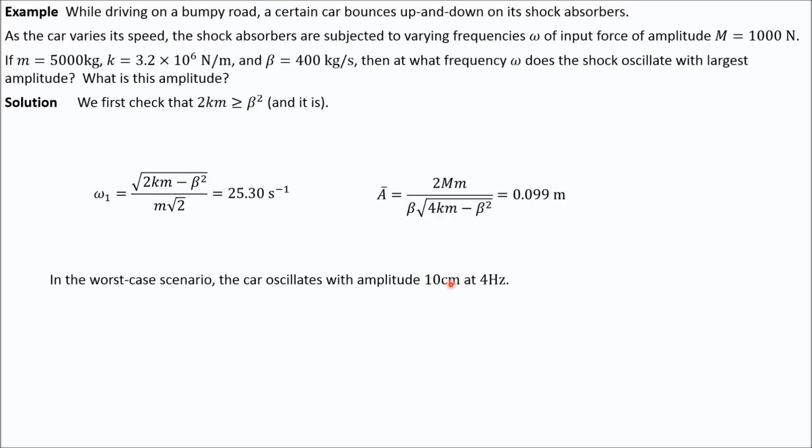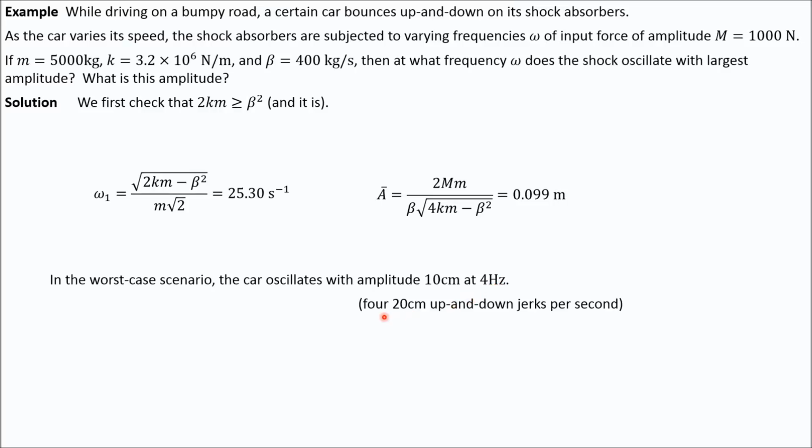If you have sine of omega 1 t, where omega 1 is 25, then the period is tau over 25. And then if you take the reciprocal of the period, you get the hertz, which amounts to about 4 hertz.